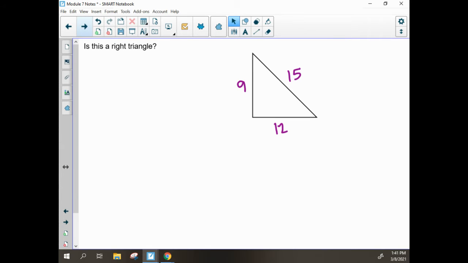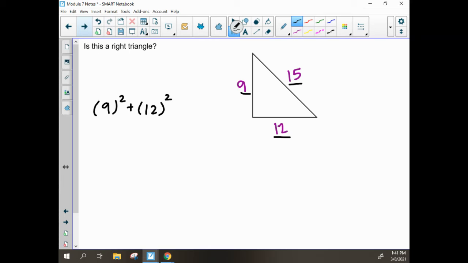Next, we have 9, 12, and 15. Again, we need to determine between 9, 12, and 15, which one is the largest? Well, 15 is the largest, so we're going to make that our hypotenuse. So we're going to get 9 squared plus 12 squared is equal to, again, we're not sure about this, 15 squared.